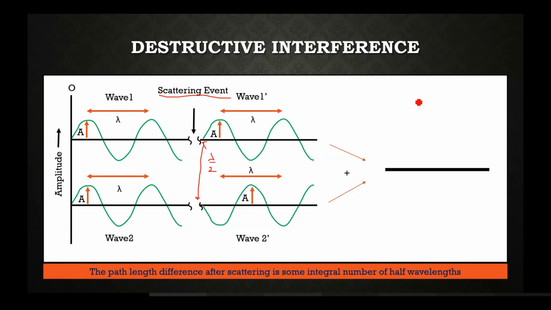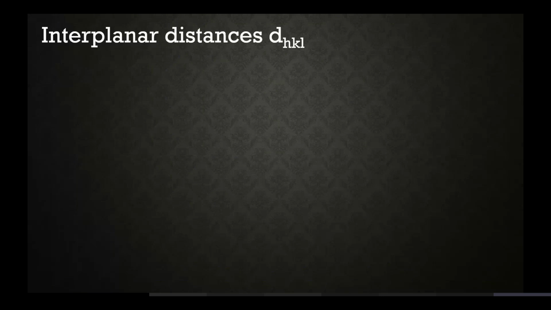Right. Now, once you have understood the phenomena of constructive interference and destructive interference, let us try to understand what is interplanar distance, which is represented by d_hkl. We'll try to understand what is d_hkl. It's almost 9:30. Let's have a break and then we will come back and try to understand what is meant by the interplanar distances. All right.